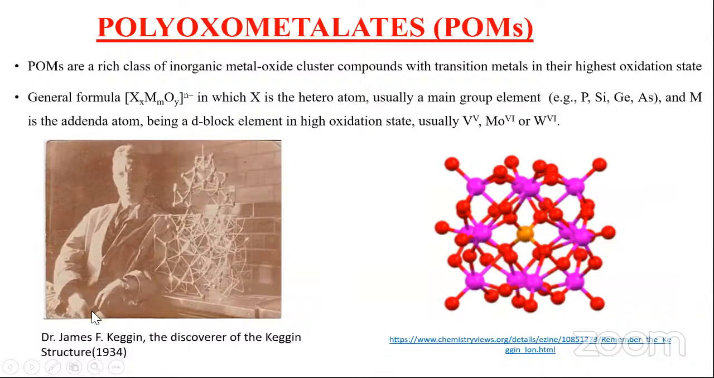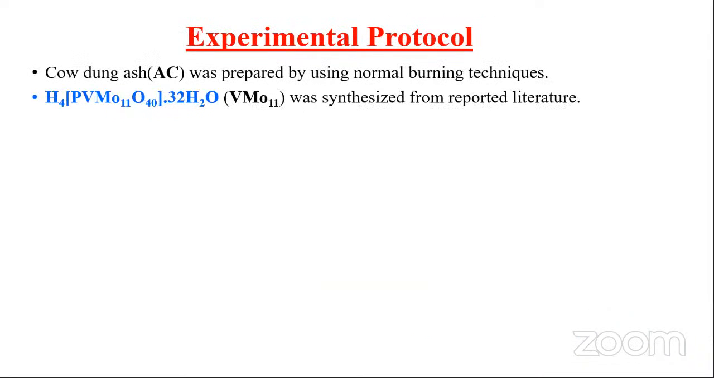This is Dr. James Keggin, who first reported the Keggin structure, and the polyoxometalate I am using here comes from the Keggin family, so I am going to show the Keggin structure. Here you can see the orange middle atom, which is the heteroatom, the pink ones are all the addenda atoms, and the red ones are the oxygen atoms. So this is the simple structure of the polyoxometalate. One molecule contains many atoms. And now I will tell you about the experimental protocols.